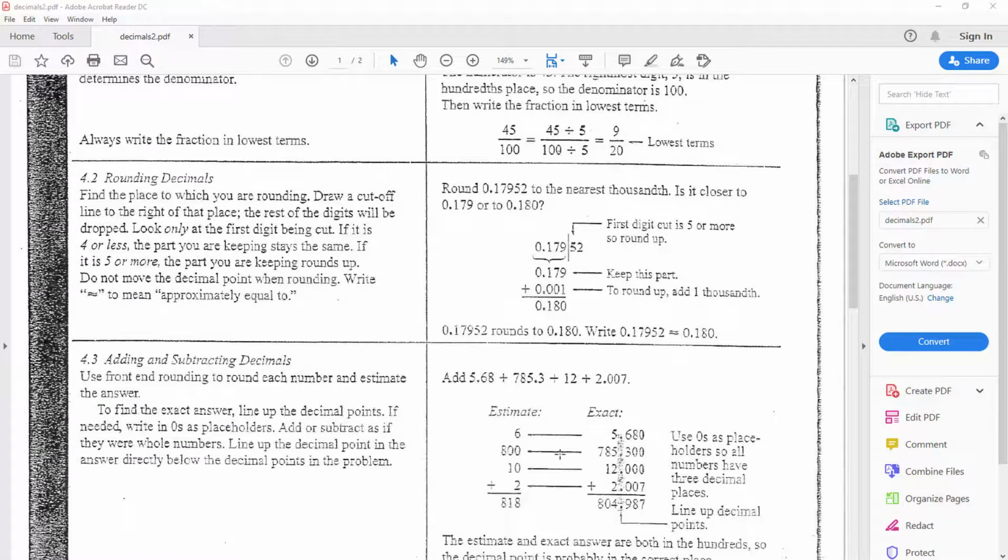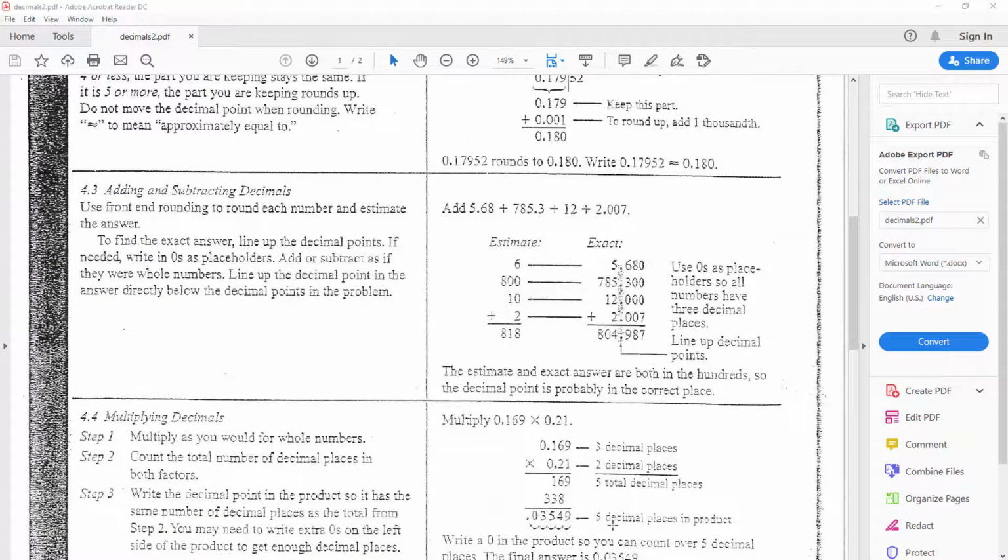Now here, when you're adding and subtracting decimals, what you end up doing is you line up your decimal places first. You make sure that all the place values are in the right columns, and you put placeholders here to make sure that all the columns are represented. And then you go ahead and add it up just like they were whole numbers. Okay.